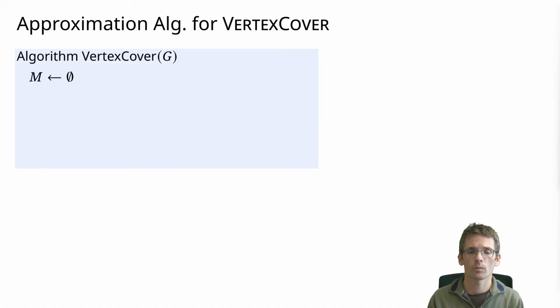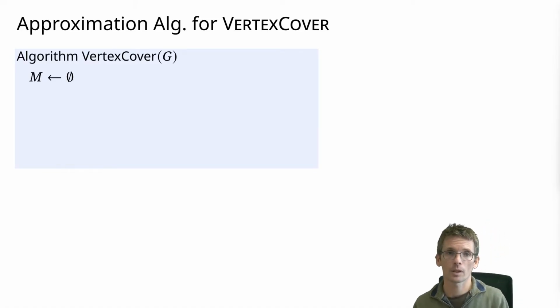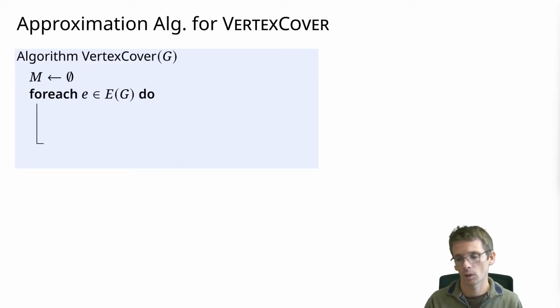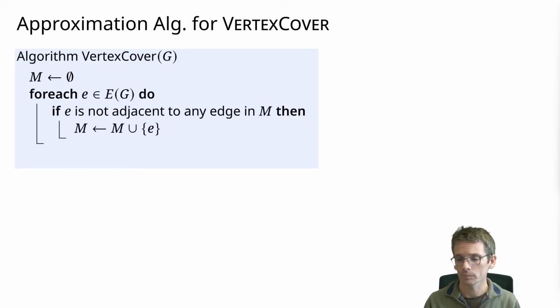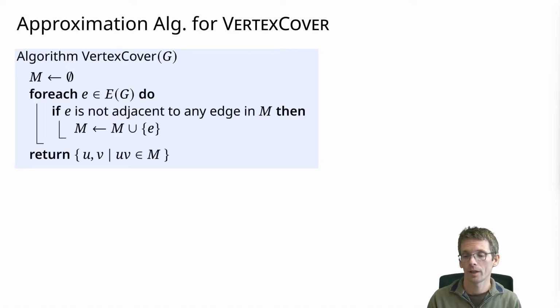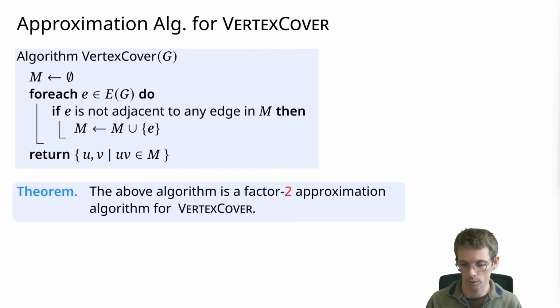Here once more the algorithm. It's really simple. We start with an empty set of matching edges. We go through all of the edges. If it's not adjacent yet to any of the edges in the matching, we simply add it. And then we return the set of endpoints of the edges in the matching. This gives us a 2-approximation.